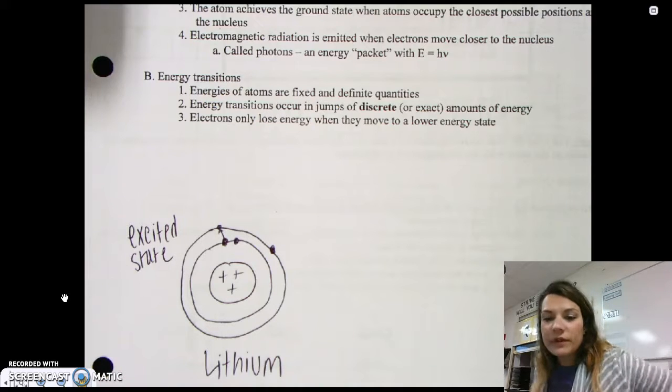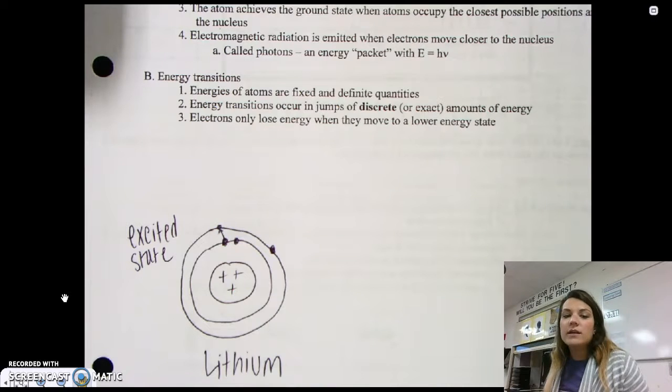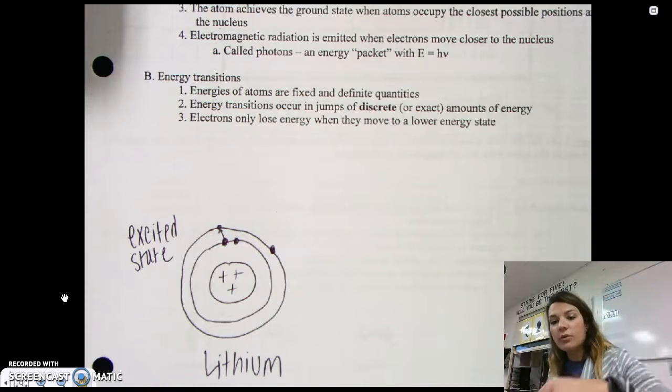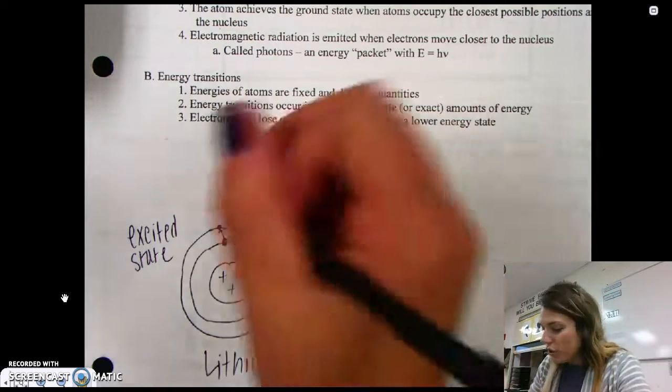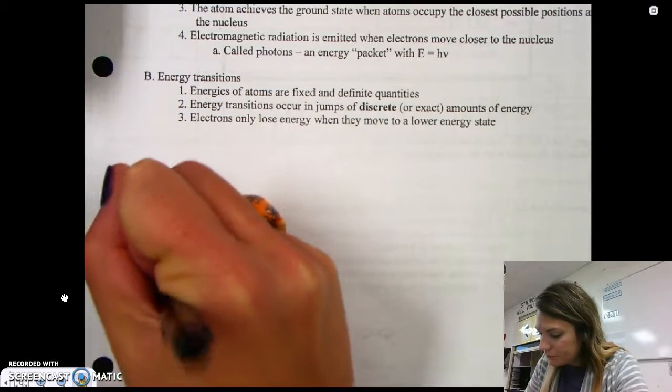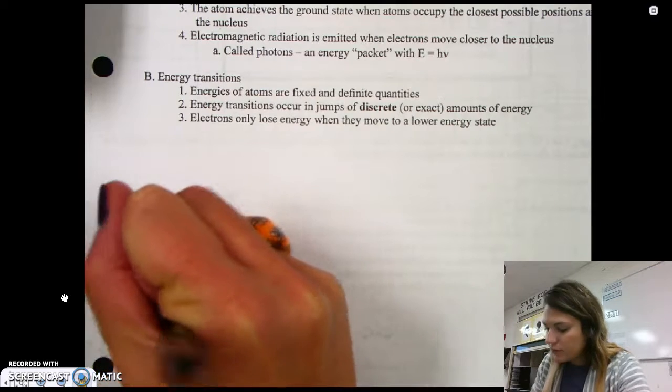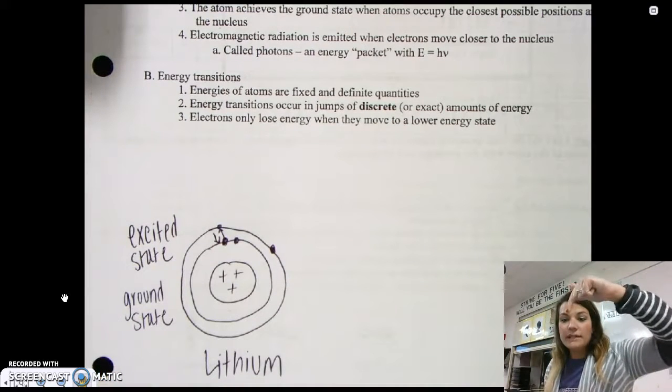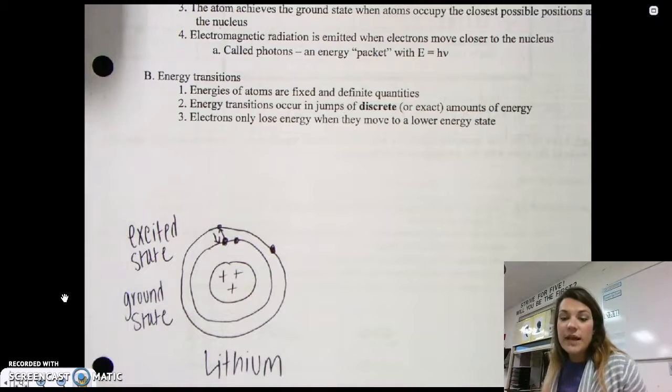Electrons don't really prefer to be in the excited state, so what's actually going to happen is that electron is going to move back down to where it originally was, which is called the ground state. So the electron is going to move back down to its orbital that it wants to be in, and that's called the ground state.